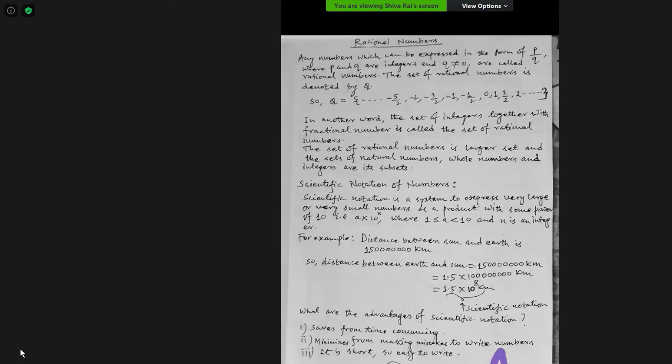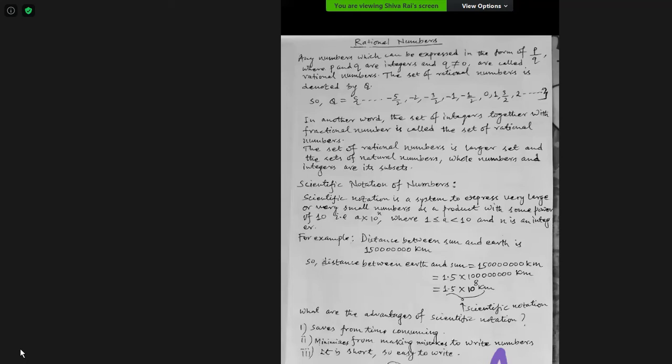You know, science means innovation, new thing, and it is based on reality. It is very short. If it is short, there is less chance of making mistake.